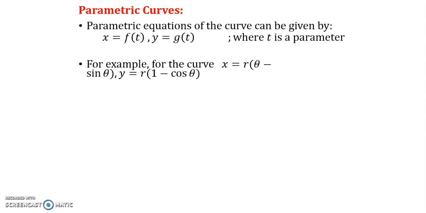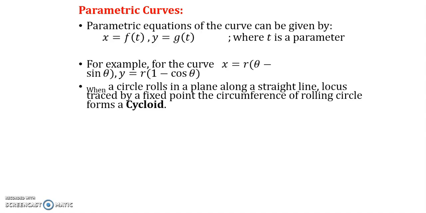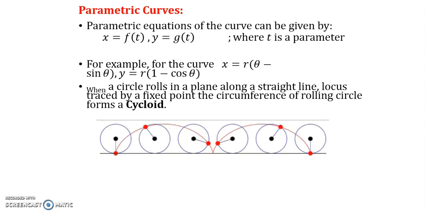For example, x is equal to r times (theta minus sin theta) and y is equal to r times (1 minus cos theta). This is a parametric equation of a curve. So variables x and y will vary with respect to variables r and theta. When a circle rolls in a plane along a straight line, the locus traced by a fixed point on the circumference of the rolling circle forms a cycloid, and the equation of the cycloid can be given as a parametric equation.